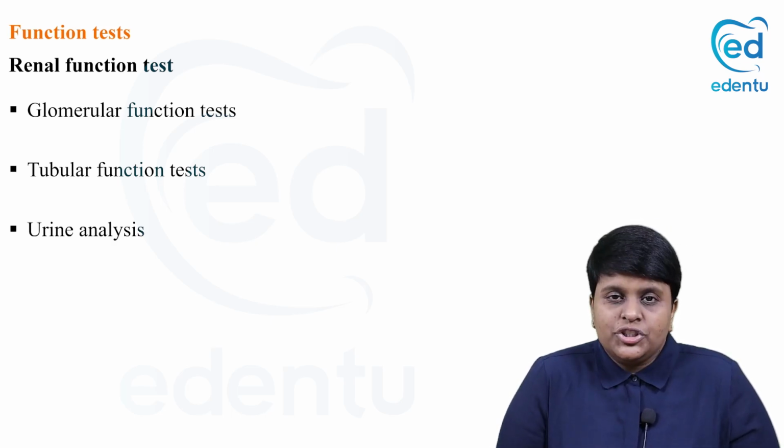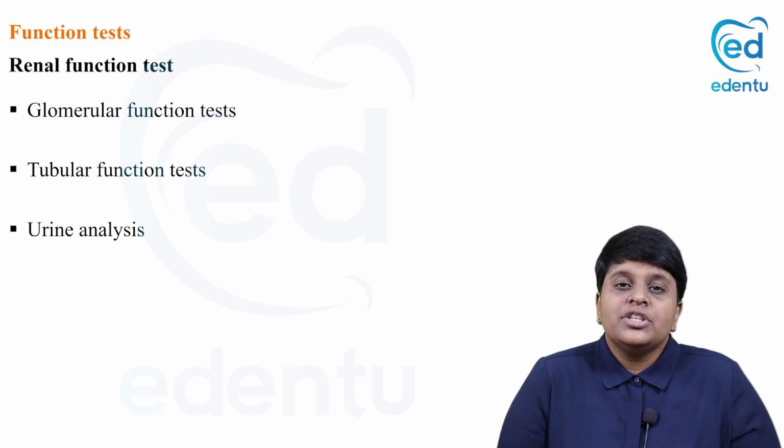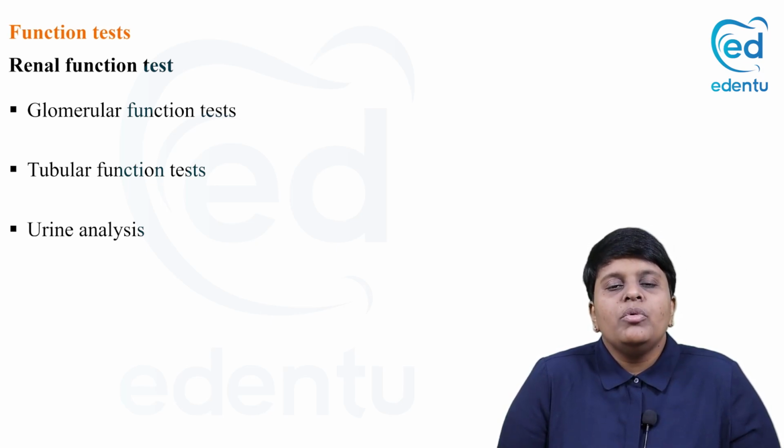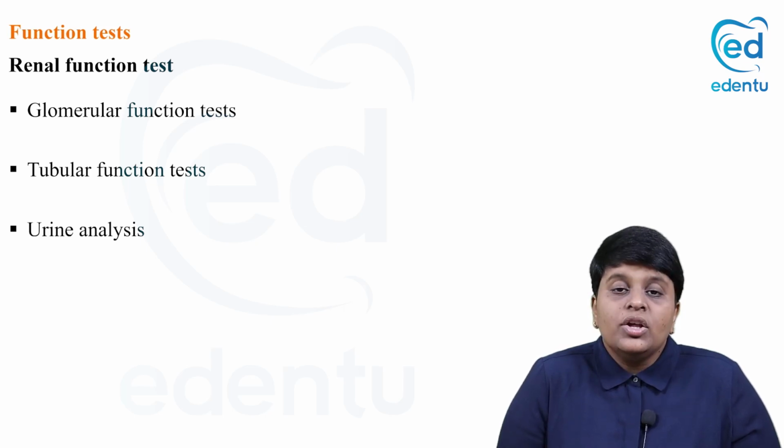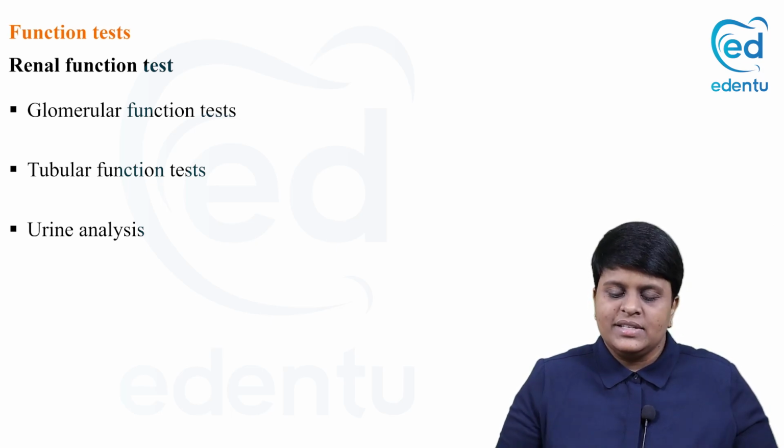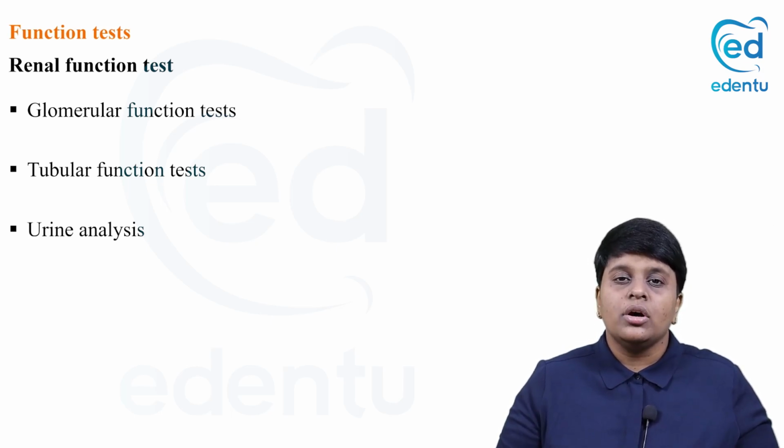So what is the function of glomerulus? Glomerulus function is to filter. So the glomerular filtration is a major function of the glomerulus. Then you have the tubular function test. You know what is the function of tubules, right? The tubules help in concentration. The concentrating ability of the kidneys is mainly because of the tubules. And then the most important test which gives rise to many clues towards diagnosis is the urine analysis. So let us see in short about each one.